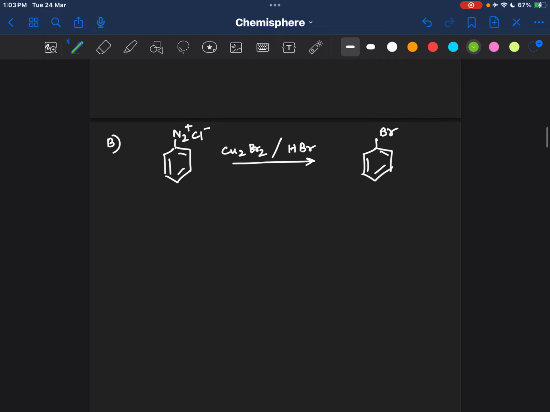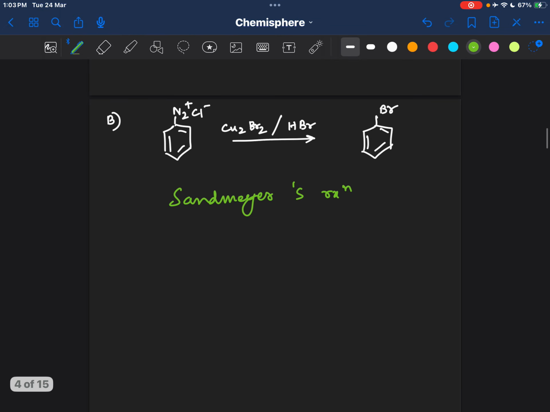So the other options are, so this is the second option. Where we have a diazonium salt, this is basically benzene diazonium chloride, and we have Cu2Br2 in the presence of HBr, and we are getting bromobenzene. This is an example of Sandmeyer's reaction.